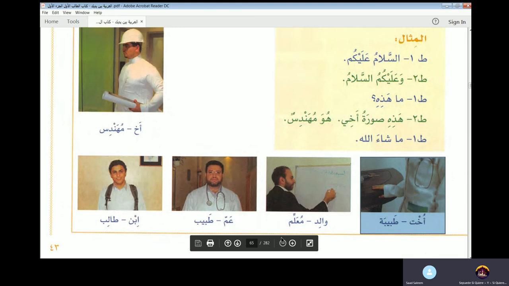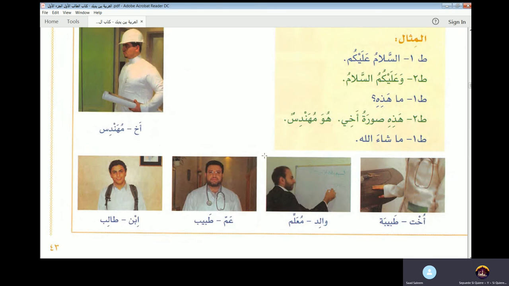Wa alaikum wa salam. Ma hadhihi? Who is this, or what is this? Hadhihi suratu ukhti. Hiya tabibatun. This is a picture of my sister, and she is a doctor. Yeah, she's a doctor. And mashallah, God wills what He wants.